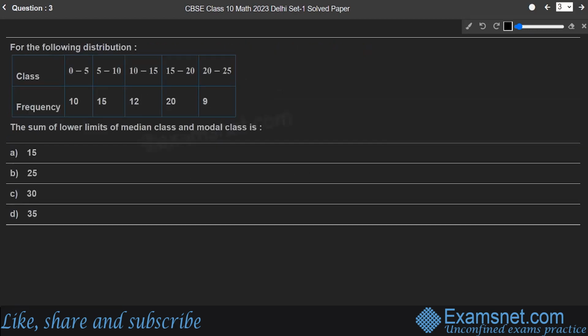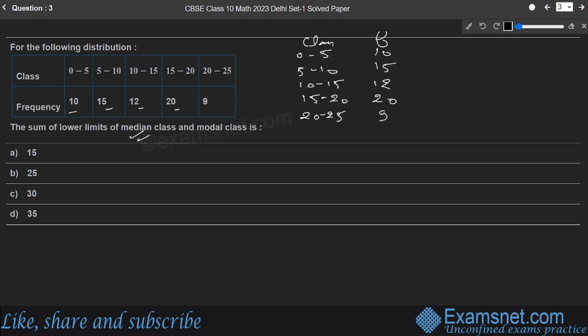Now, what is there in the particular question given? So there are classes 0 to 5, 5 to 10, and so on. The frequency is also given. Let us make the table quickly because we need to have the cumulative frequency also, because the median is to be found out. So if you redraw the table by having class on this side, the classes are 0 to 5, 5 to 10, 10 to 15, 15 to 20, and 20 to 25. These are the classes. What are the frequency values? They are 10, 15, 12, 20, and 9. These are the frequency values.